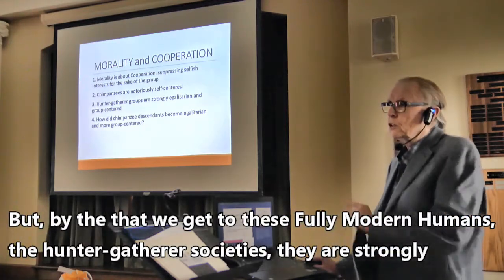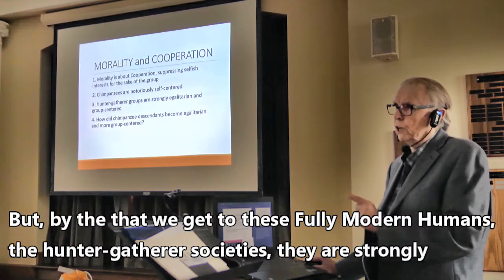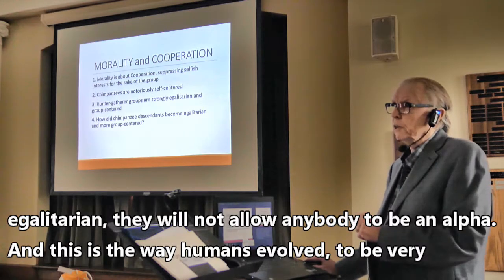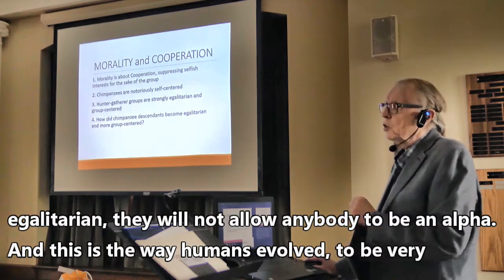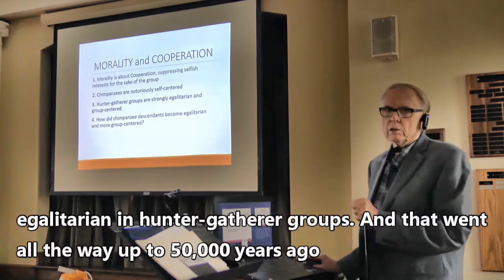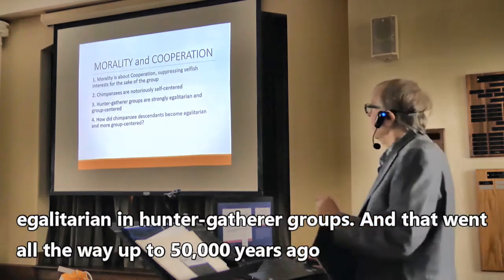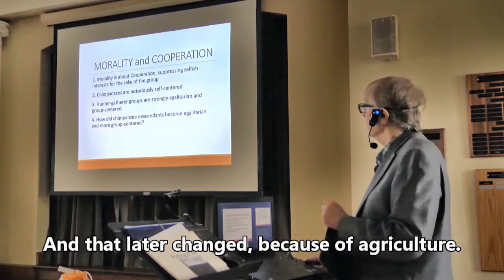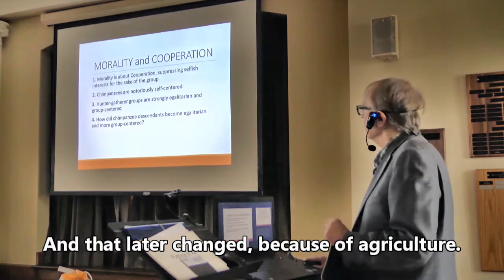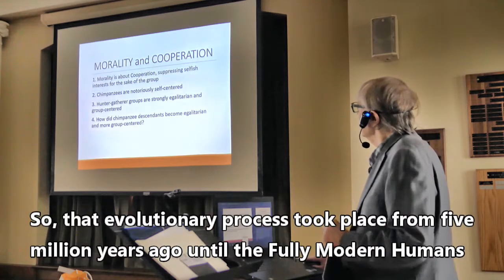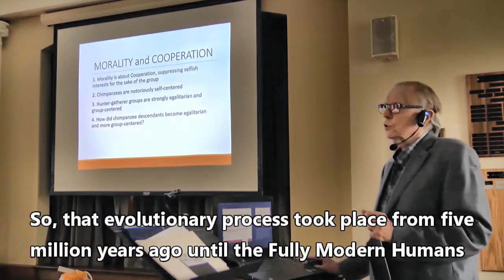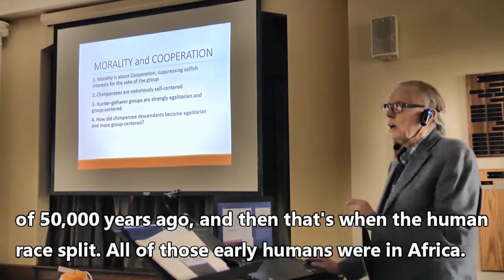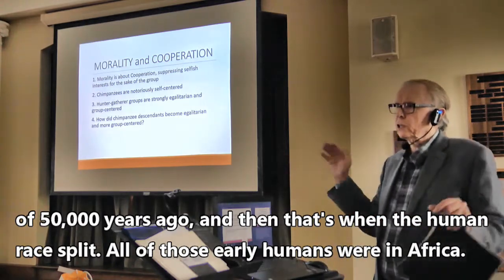But by the time they get to the fully modern humans, the hunter-gatherer societies are strongly egalitarian. They will not allow anybody to be an alpha. And this is the way humans evolved, to be very egalitarian in hunter-gatherer groups. And that went all the way up to 50,000 years ago, and in fact later, and then changed because of agriculture. We'll talk about that a little later. So anyway, that evolutionary process took place from 5 million years ago till the fully modern humans of 50,000 years ago. And then that's when the human race split.